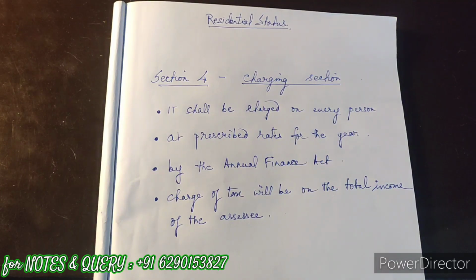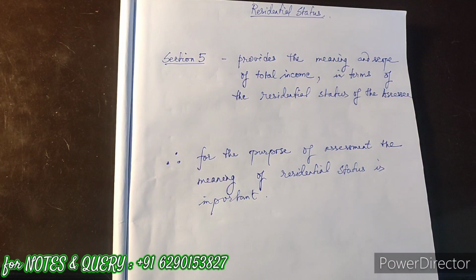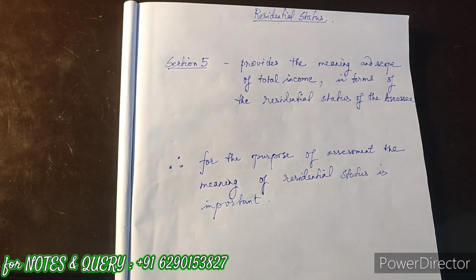Now we come to section 5. What does section 5 have to say? Section 5 provides the meaning of total income in terms of the residential status of an assessee. So therefore, for the purpose of assessment, the meaning of residential status is really very important.